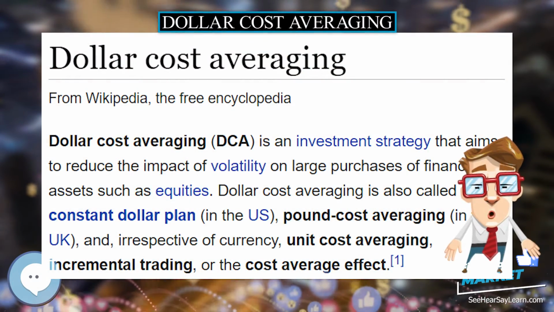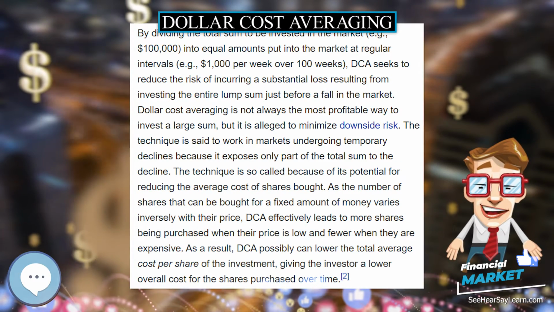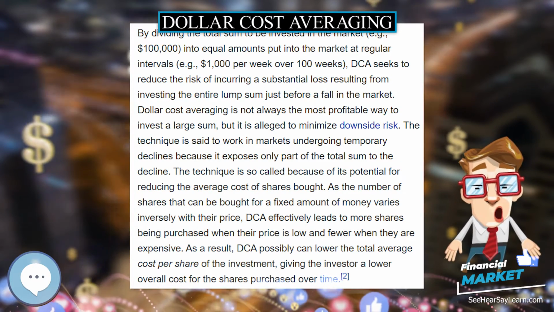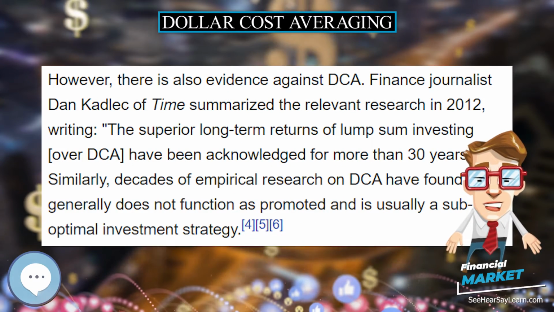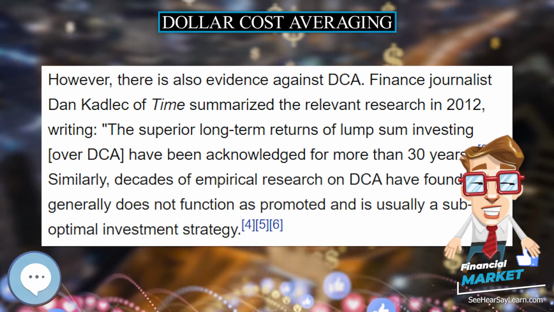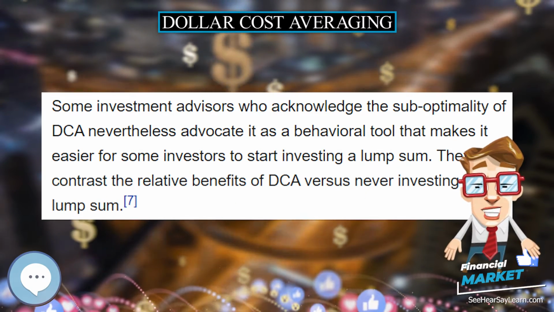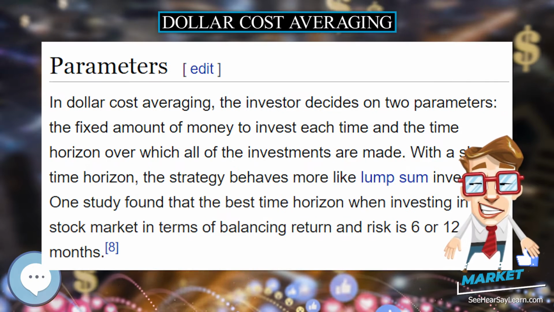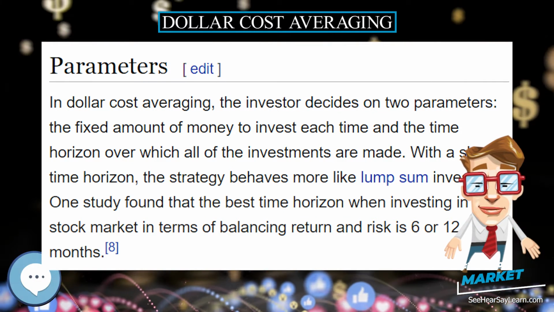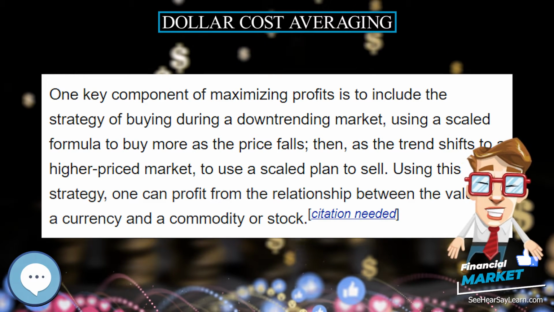Dollar cost averaging. Dollar cost averaging, DCA, is an investment strategy that aims to reduce the impact of volatility on large purchases of financial assets such as equities. Dollar cost averaging is also called the constant dollar plan in the US, pound cost averaging in the UK, and, irrespective of currency, unit cost averaging, incremental trading, or the cost average effect.